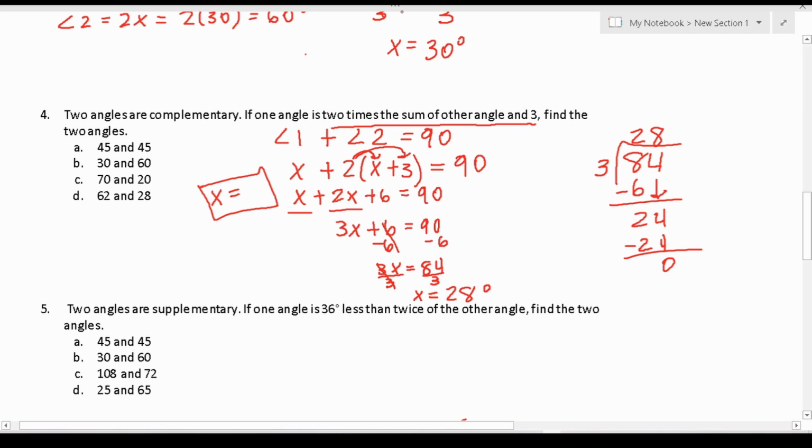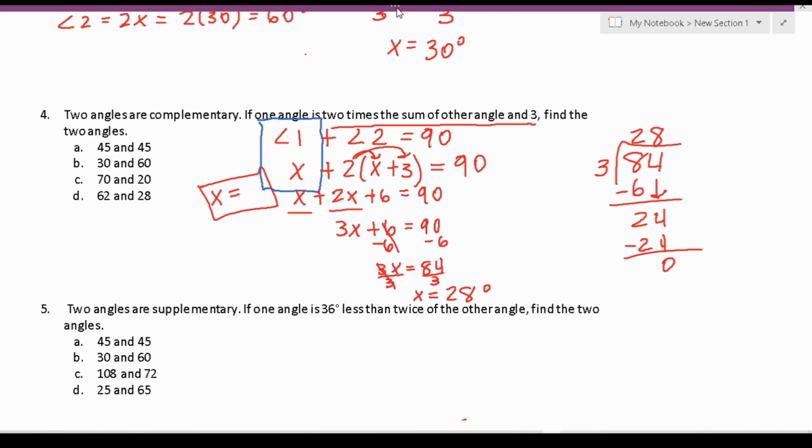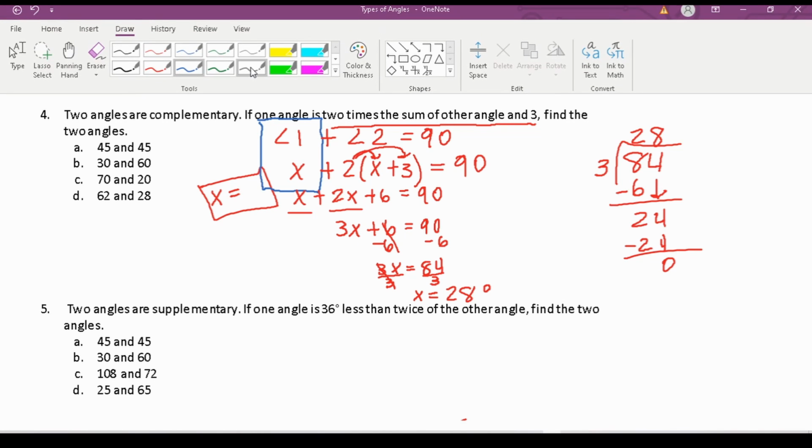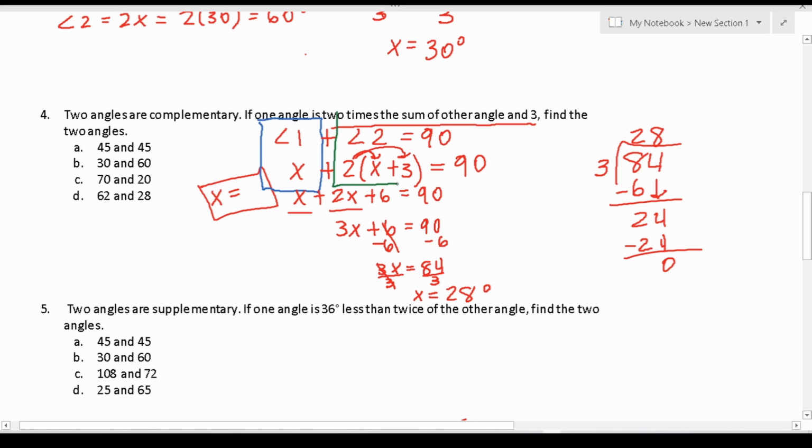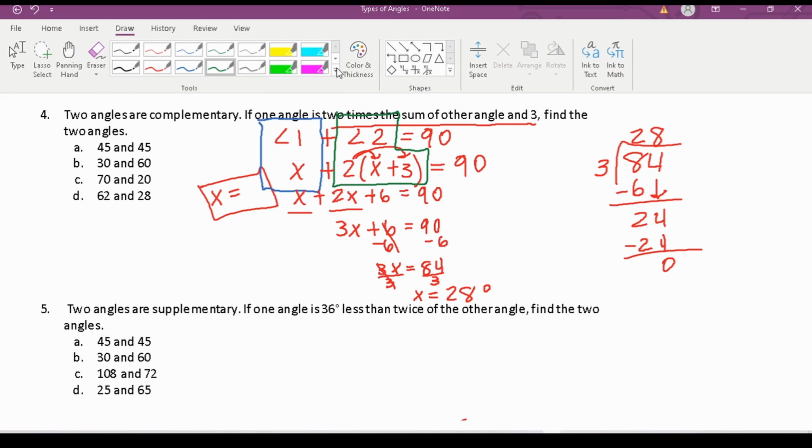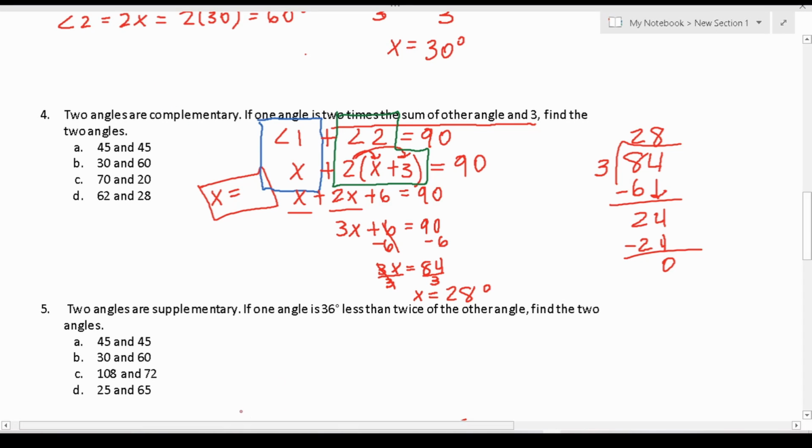All right, so the way I set this one up should make sense now. Remember, I said one angle corresponds to the value of x, and this other angle, which I'm going to use green to highlight, angle 2 corresponded with 2 times x plus 3. So let's go ahead and write those out accordingly, and we'll have our answer. So again, angle 1 corresponded with x.